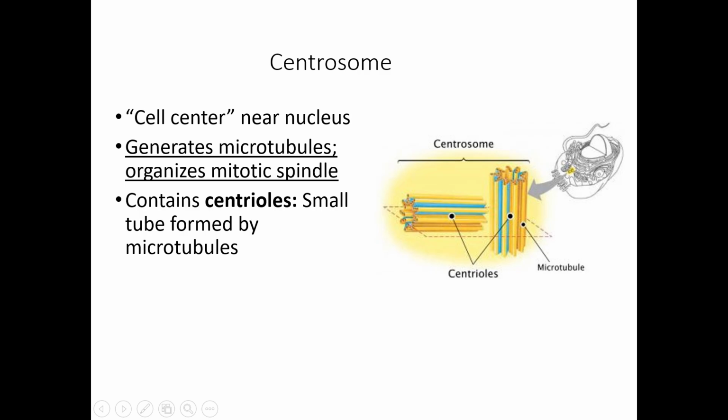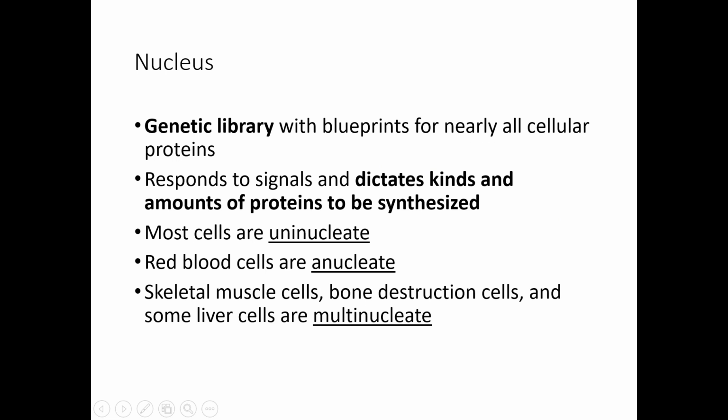Centrosome. It's like a cell center sitting next to the nucleus, and it is made of two centrioles. Each centriole is made of several microtubules, and usually centrosome is not used. It only takes part in the cellular division or mitosis.